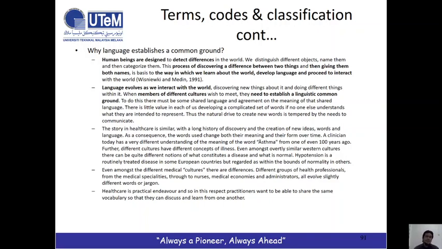This is the basis of the way in which we learn about the world, develop language, and proceed to interact with the world. So let's say a local student is a Malaysian.